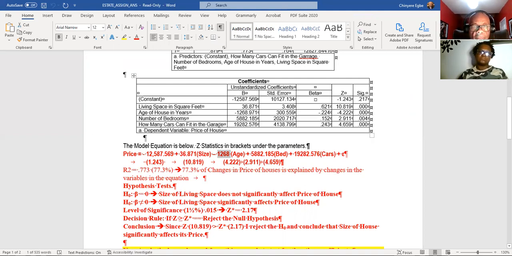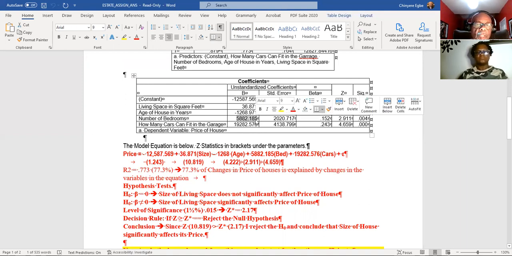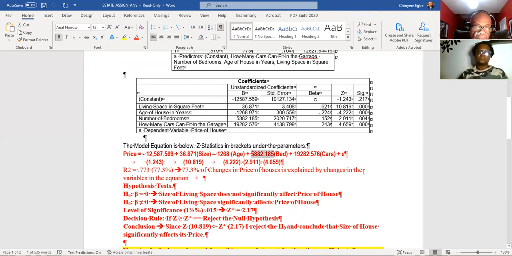And then the number of bedrooms. For each additional bedroom, the price of the house would increase by 5,882. And how many cars can fit in the garage? For each additional garage space for a car, the price of the house would increase by 19,282. This is what it says.